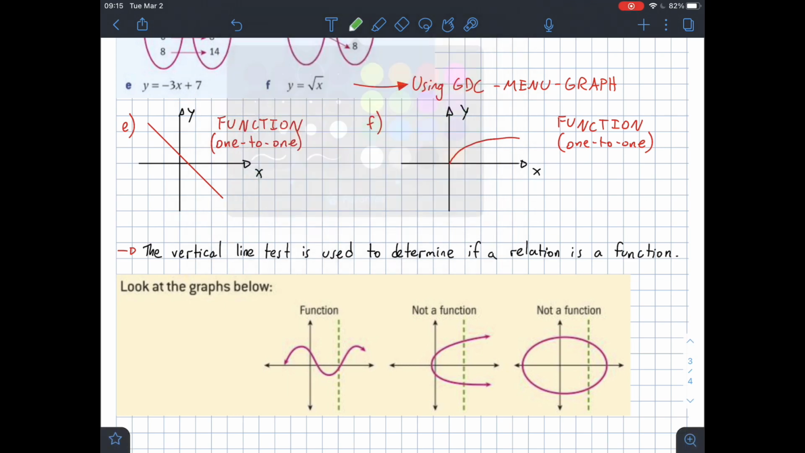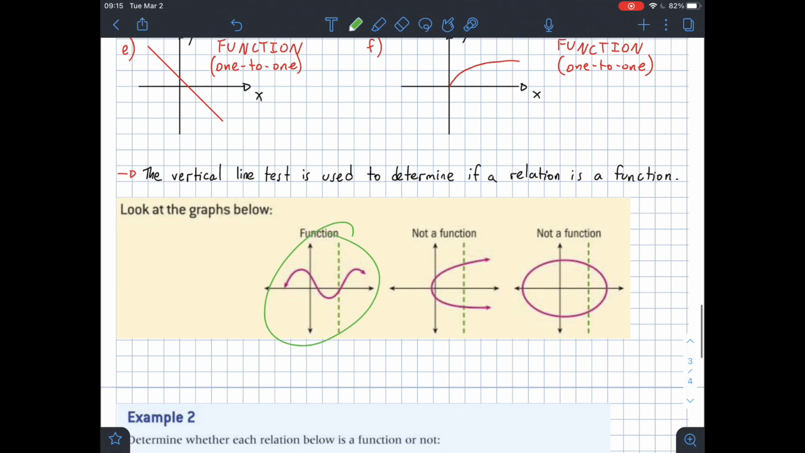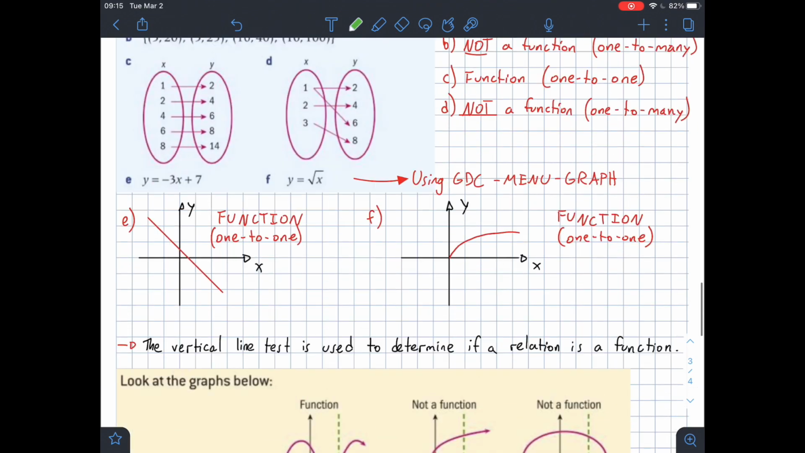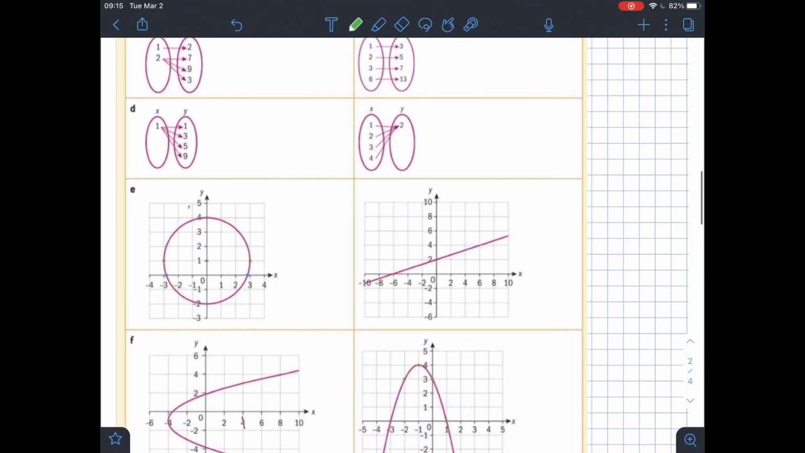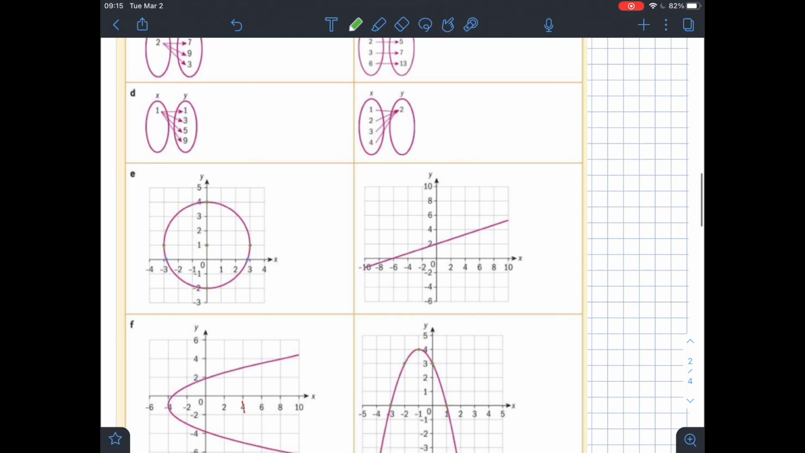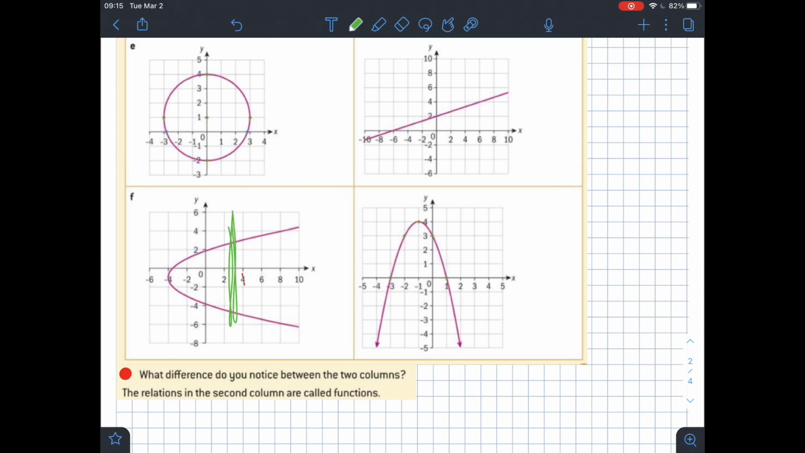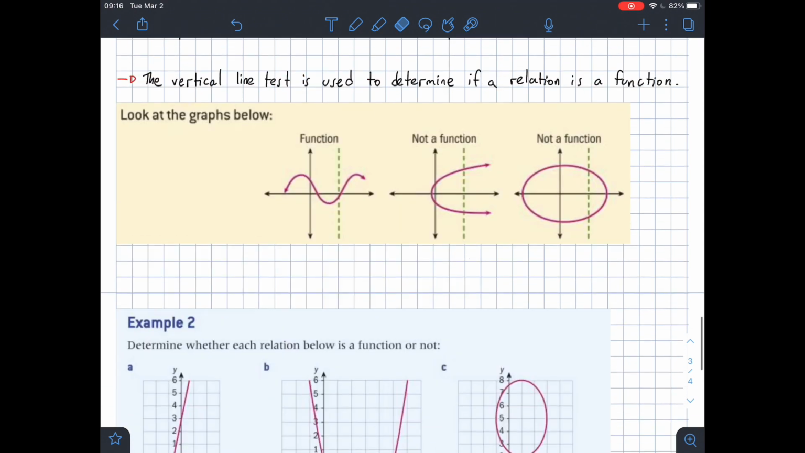If you look at the examples we did before, you see that this is a function because any vertical line cuts the graph in only 1 point. And the same thing happens here, right? Every vertical line cuts the graph in only 1 point. So this is a function, this is not a function because it's cutting in 2 points, and this is also not a function because it's cutting into 2 points. If you remember from the investigation we did before, right here, this is not a function because it cuts the graph into 2 points, right? And this is not a function either because it's also cutting the graph in 2 points, right? So that's the vertical line test.